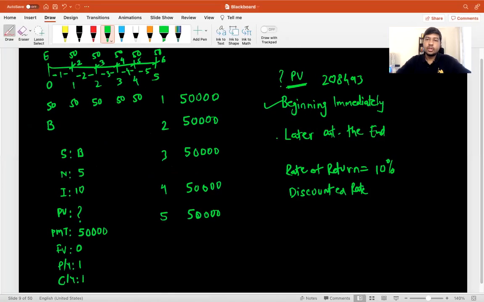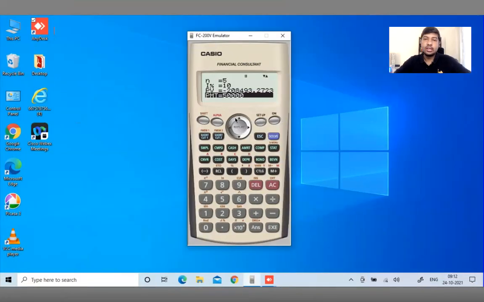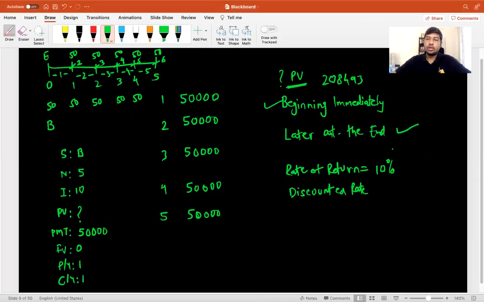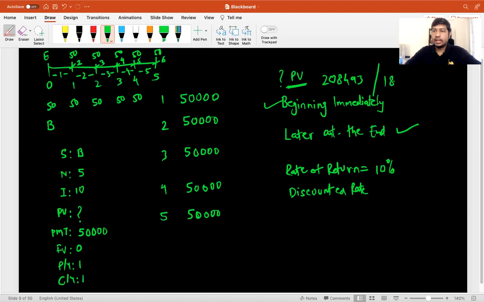Now, assuming it was the case that you wanted the cash flow at the end of every year, then what would have been the case? You simply had to change set from begin to end. When you do that, you simply go to PV and press solve. When you do that, the answer that you get is 1,89,539. This is beginning, this is end.